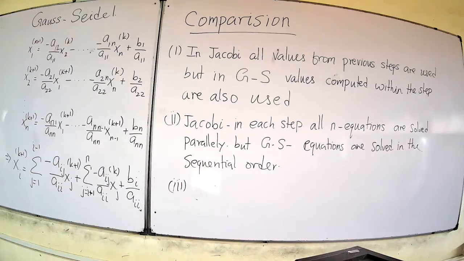So you can see that in Gauss-Seidel, the computation time is going to be a little longer, because the computer has to solve the equations one after one. At each step, it will solve n equations again and again, one after one. But in Jacobi, it solves all n equations at the same time. So the time taken is going to be a little extra in Gauss-Seidel at each step.